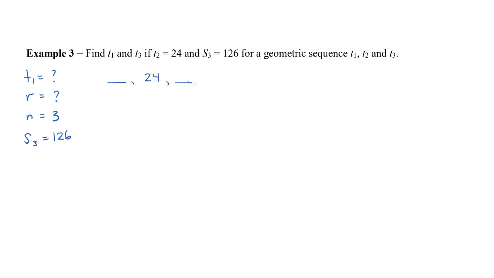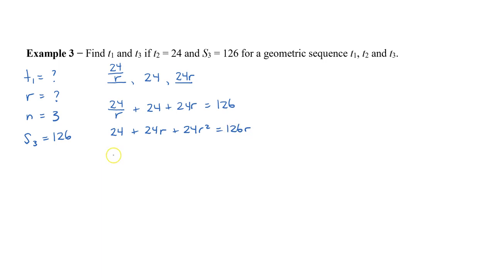Now, using the fact that the ratio is r, the previous term would be 24 divided by r, and we could say the third term is 24r. So if I add up these 3 terms, I will get 126 because it says the sum of the 3 terms is 126. All right, so let's see if we can solve this. We're going to multiply everything by r so that we can get rid of the fraction. So we get 24 plus 24r plus 24r squared equals 126r.